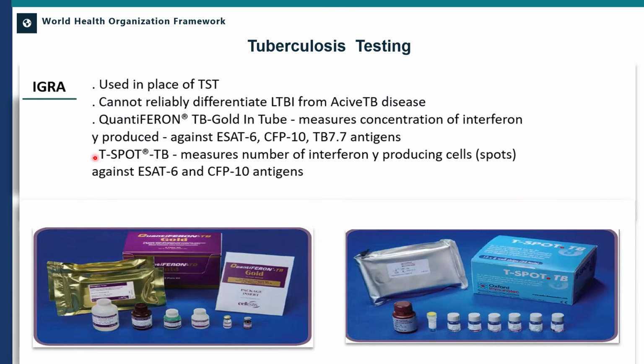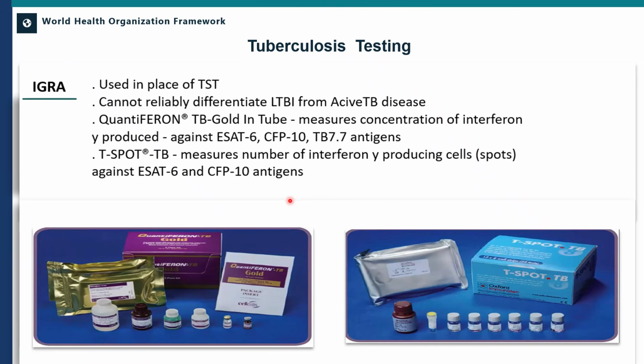gamma release assay. There are two tests, the TB Spot Gold and the TB Spot. The TB Gold measures the quantity of the gamma interferon released, and the TB Spot measures the gamma interferon producing cells. Now, this test is important and is recommended by the WHO because it is preferred due to its higher specificity, as these antigens are absent in the BCG vaccine.